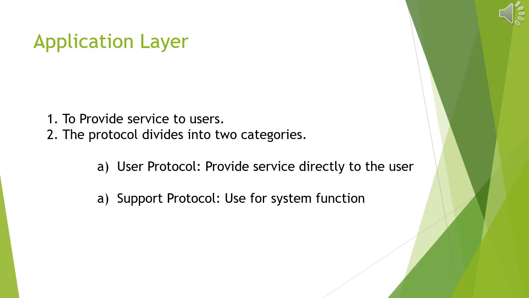The application layer provides the service for the user. The protocols are divided into 2 categories: user protocol and support protocol. User protocol provides service directly to the user. For example, FTP for file transfer, SMTP for email service, www for internet surfing, and Telnet for remote login. The support protocol is used for system functions. For example, DNS for IP to host name mapping, and SNMP for management.